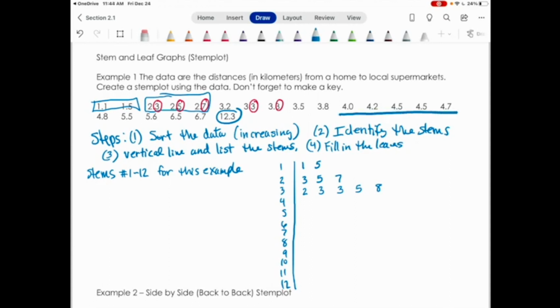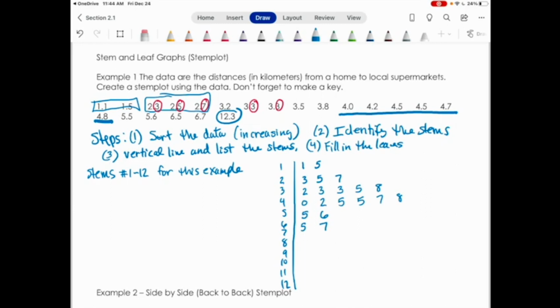For stem 4, I'm using these numbers. So I have 0, 2, 5, 5, 7, and 8. For 5, I have 5 and 6. And then for 6, I have the digits for leaves 5 and 7.